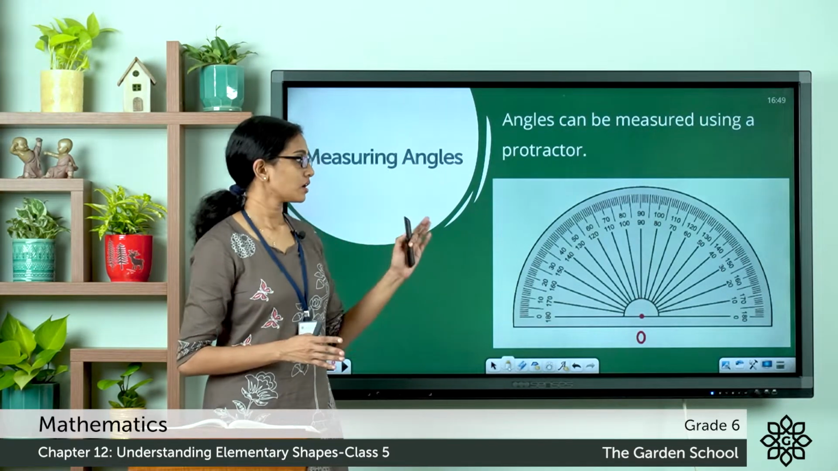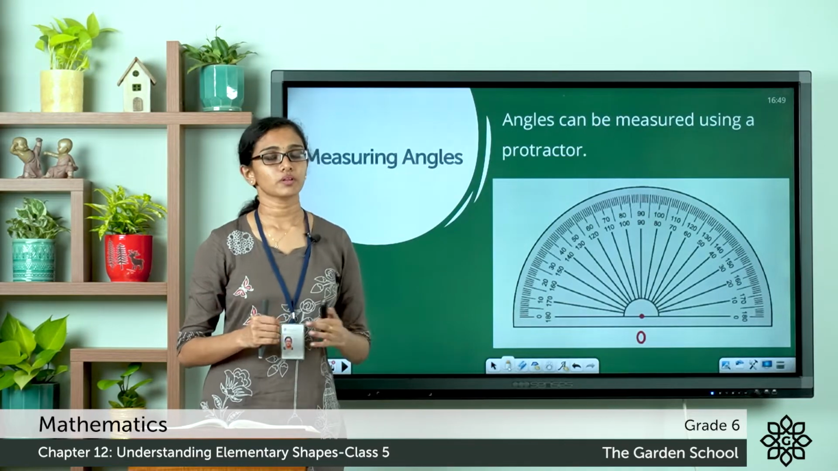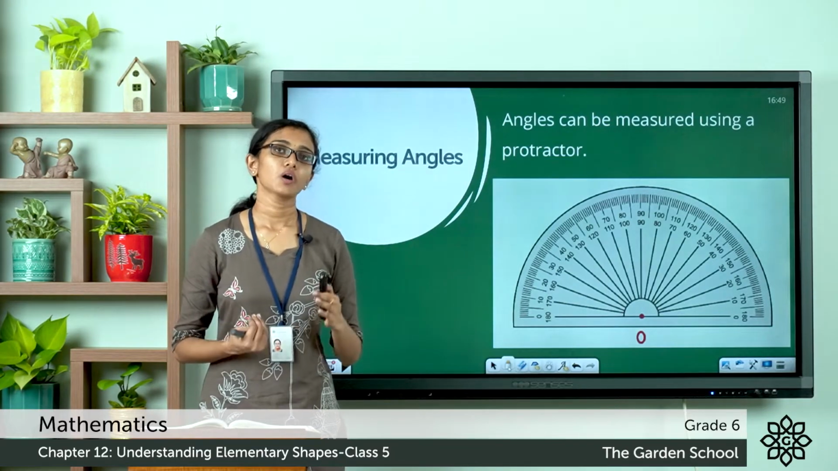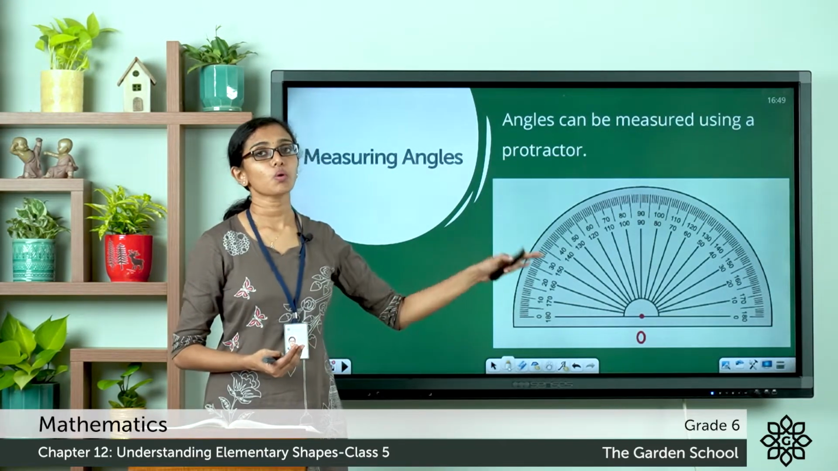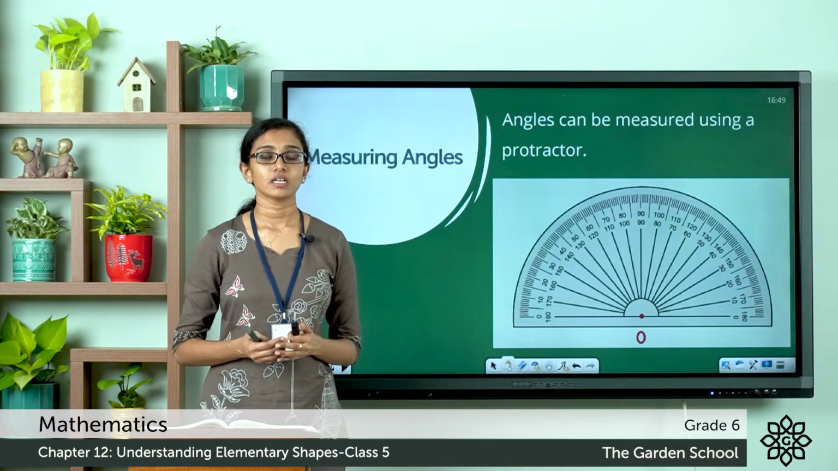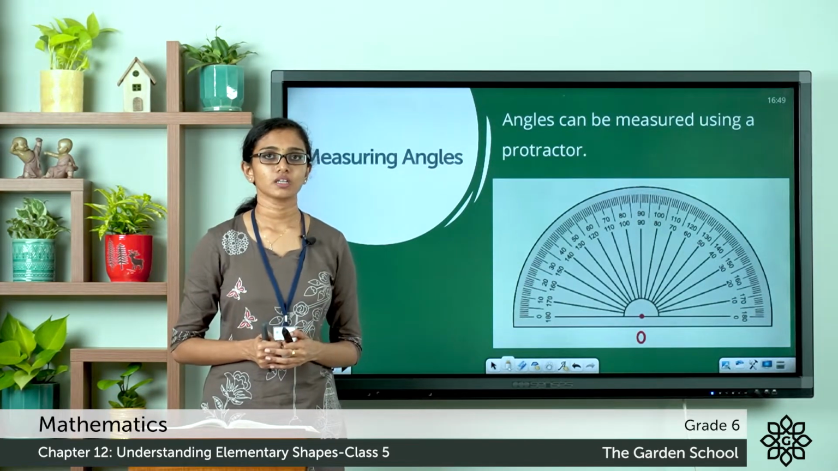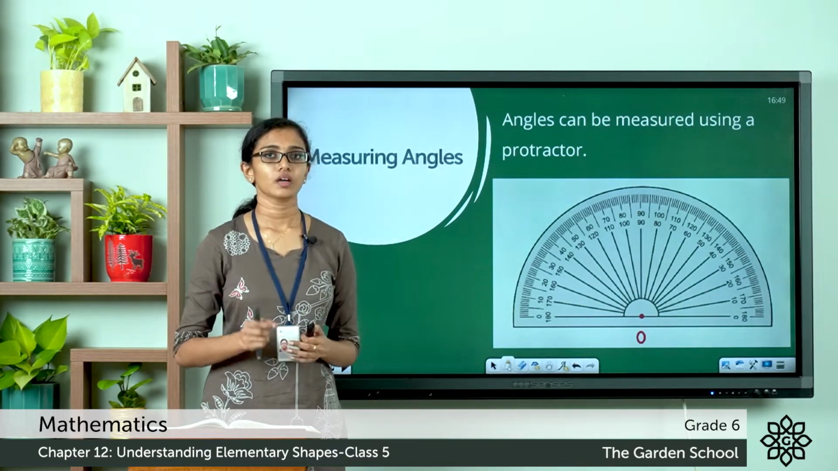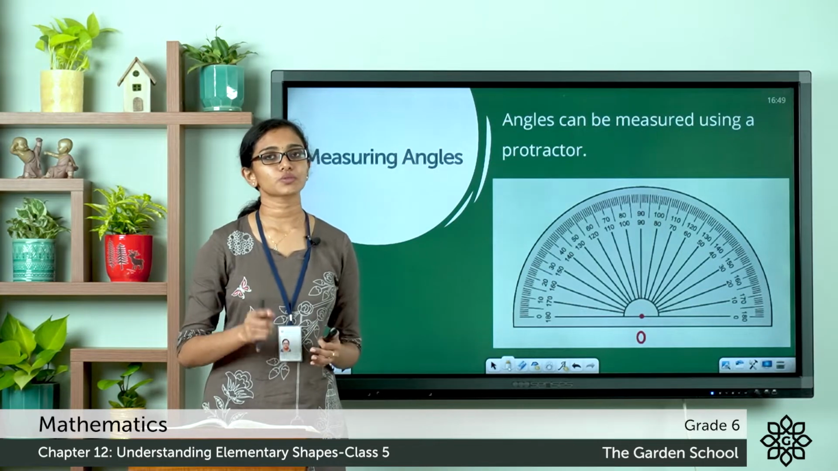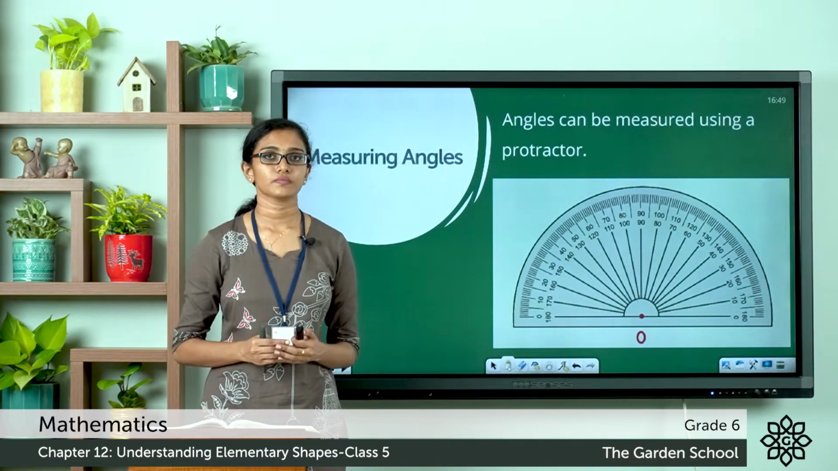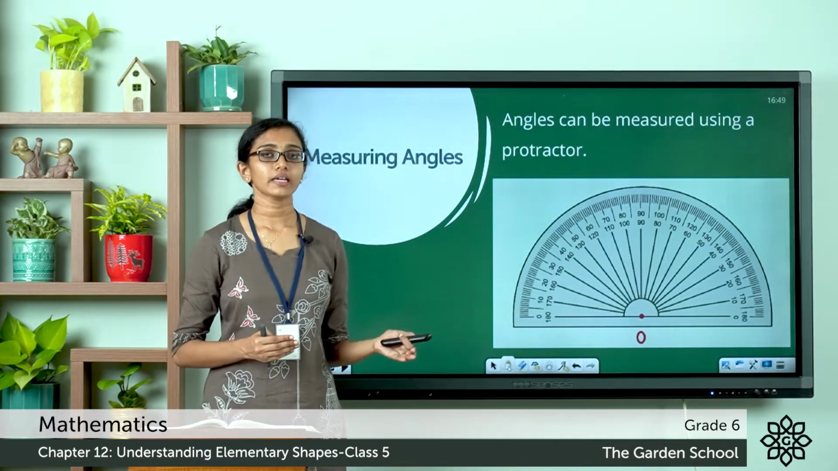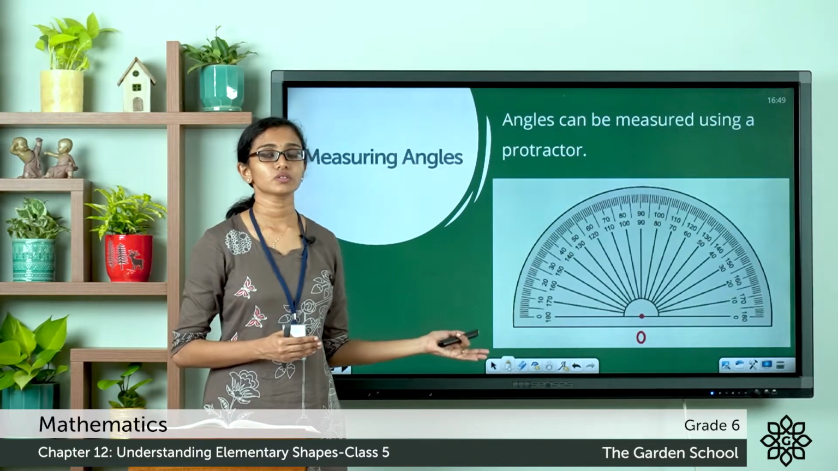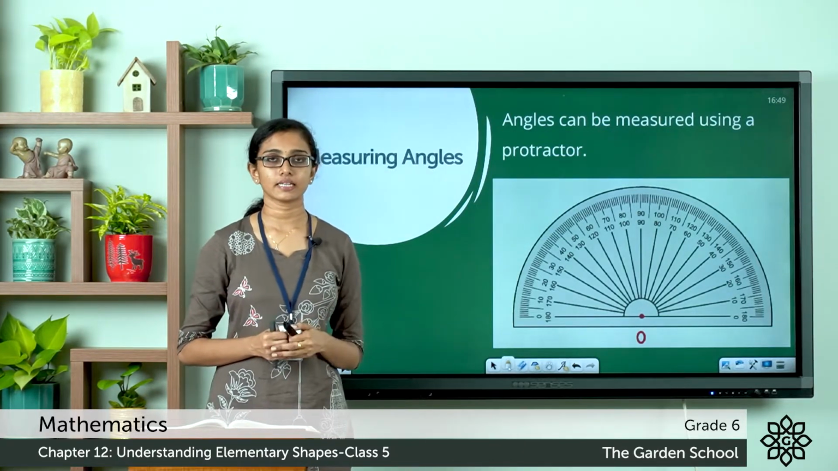You can see markings are given on a protractor. You can see markings from 0 to 180 on a protractor. There are two sets of markings. So these are two scales. One is the inner scale, the other one is the outer scale. Each smaller division corresponds to 1 degree. So you have markings which correspond to 0 degree to 180 degree.